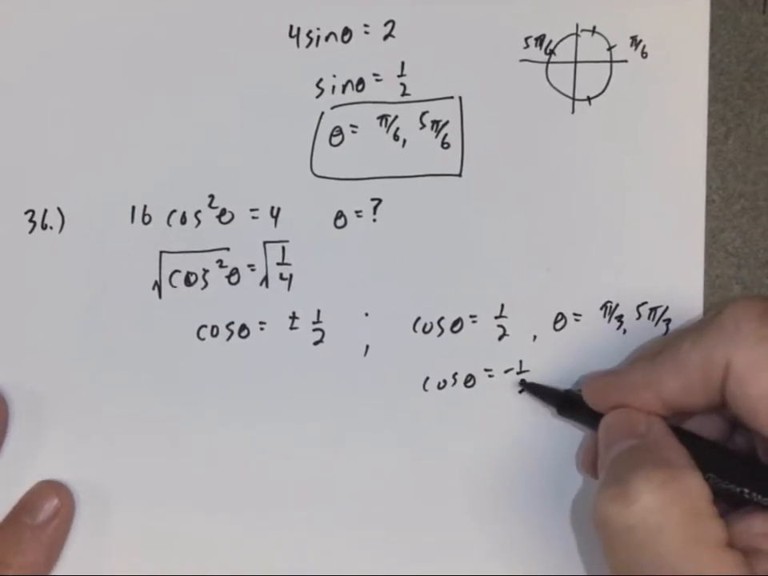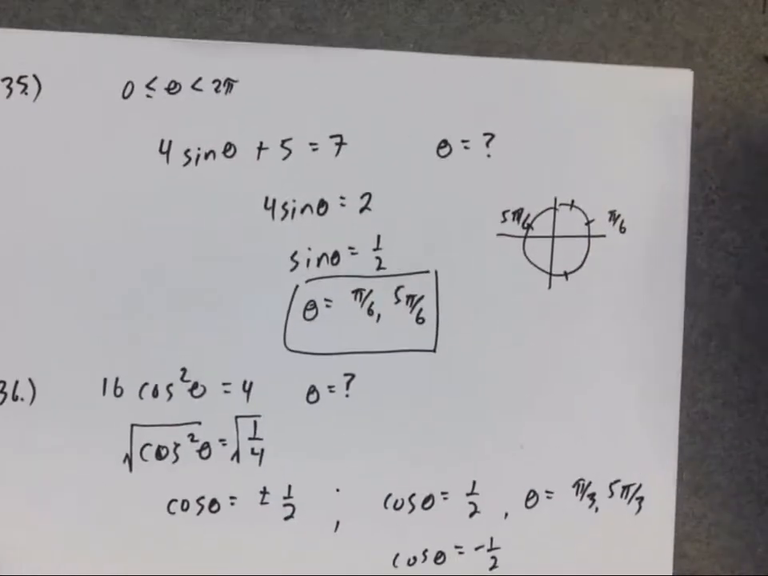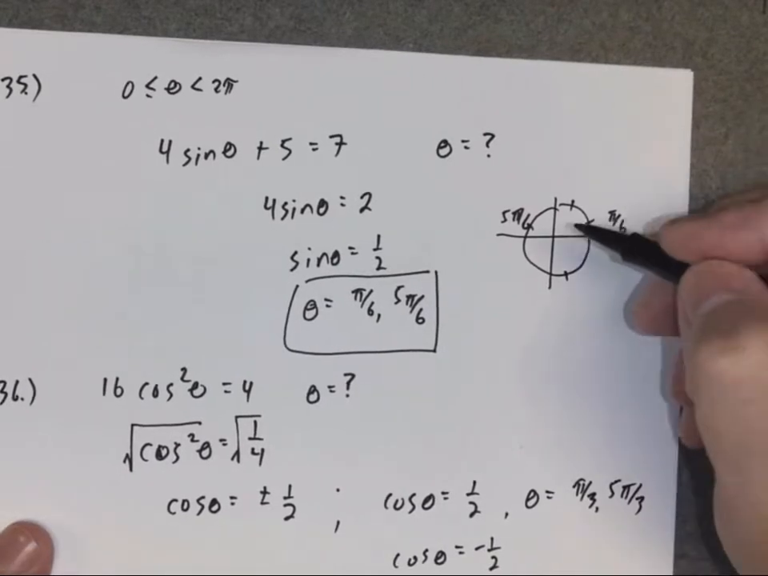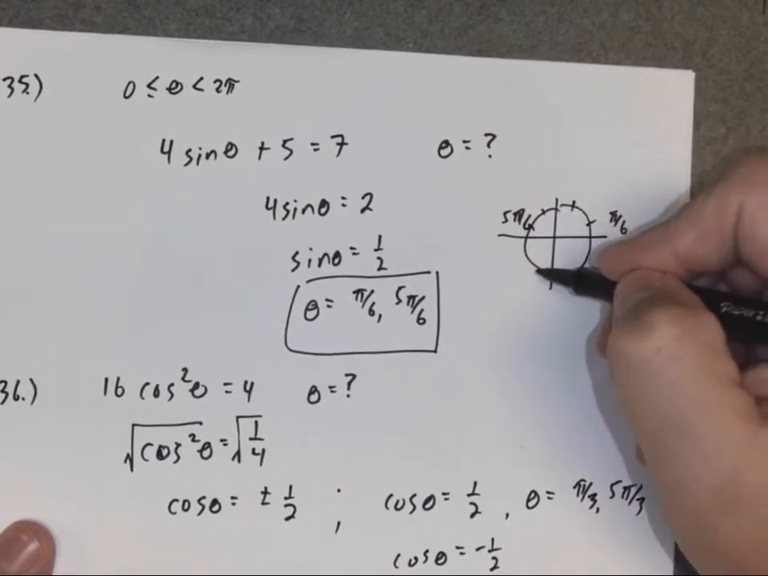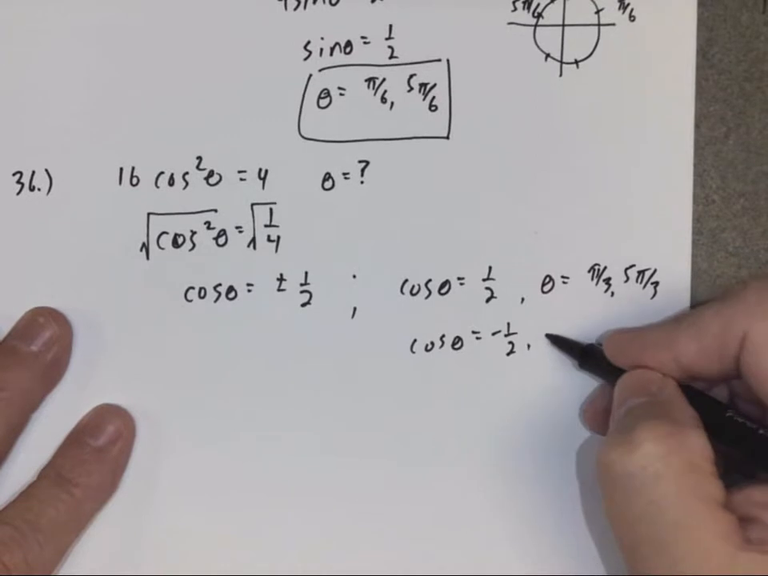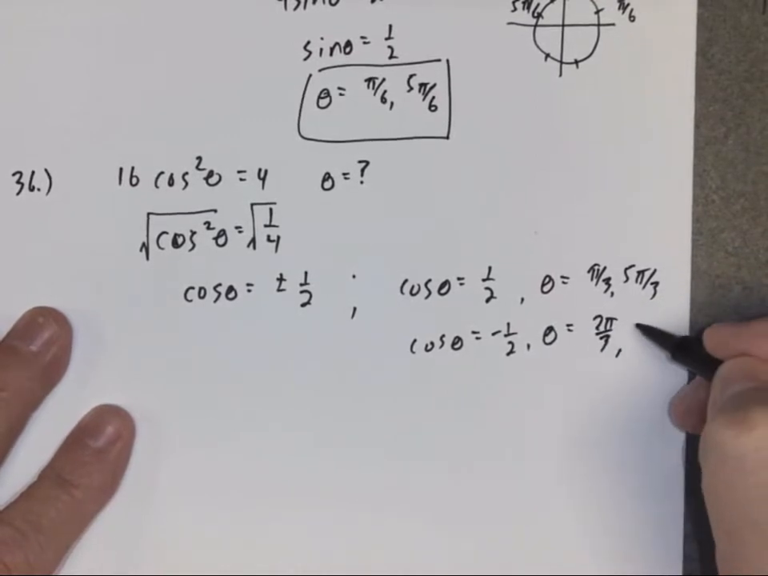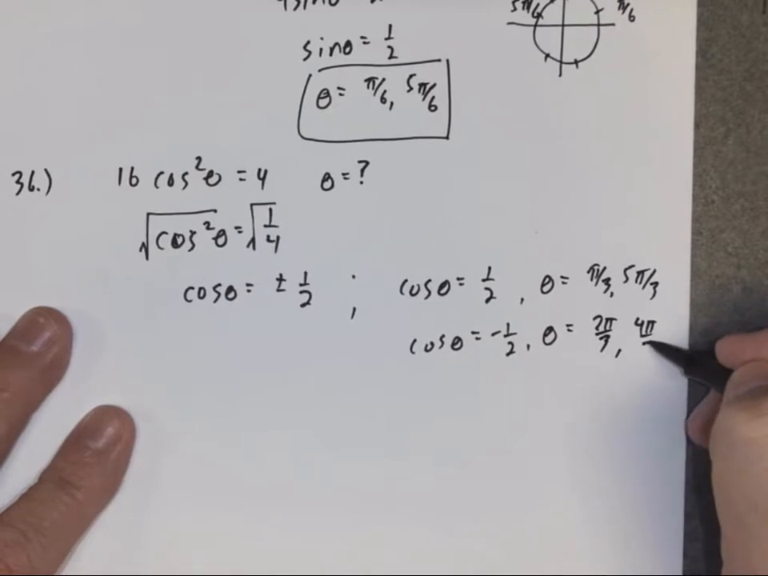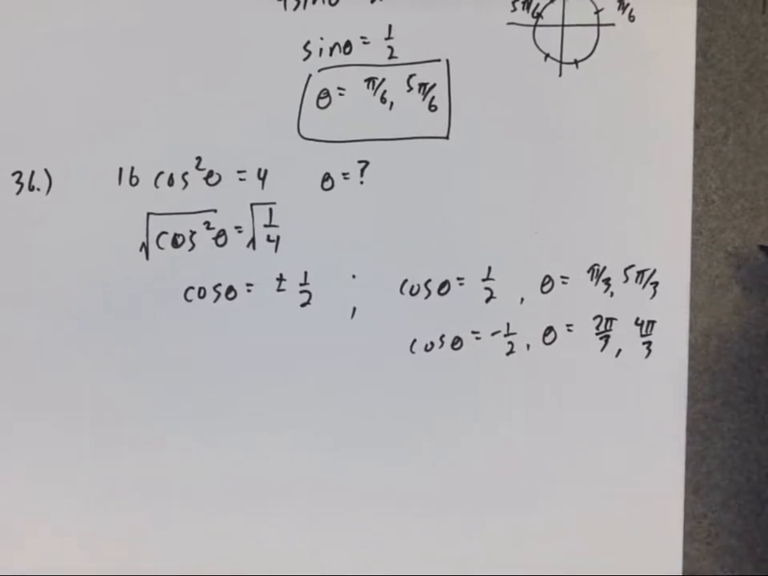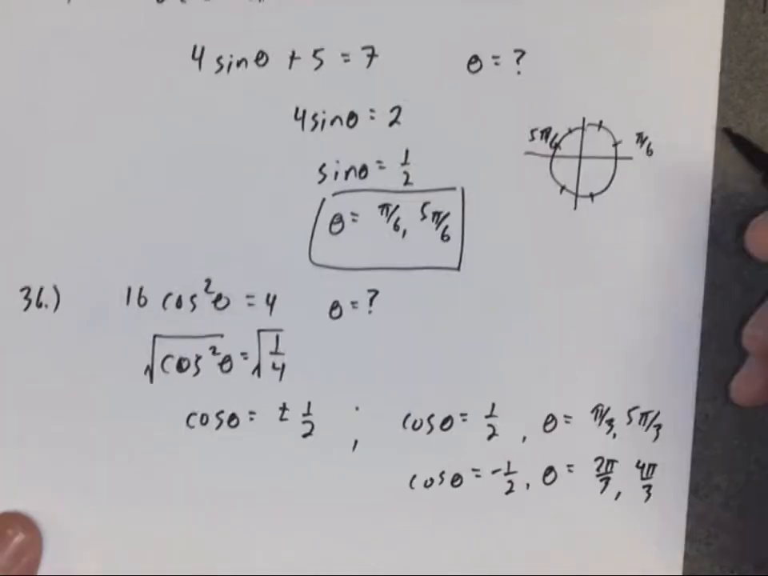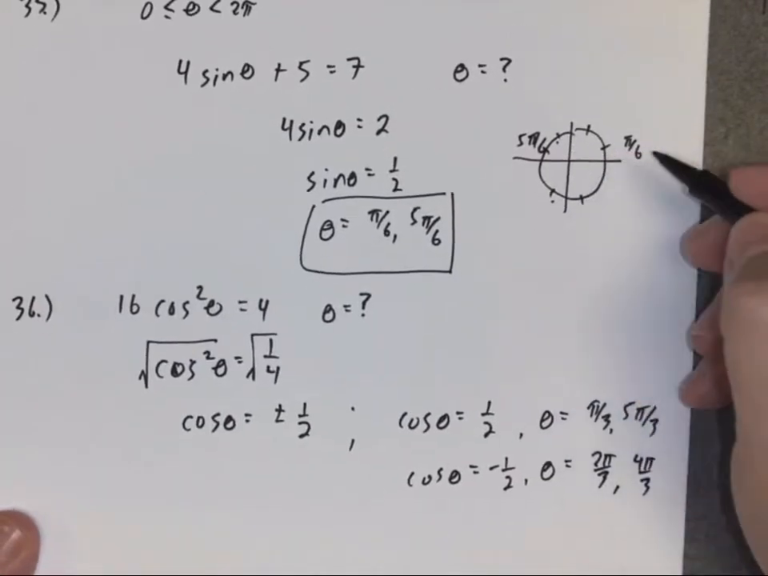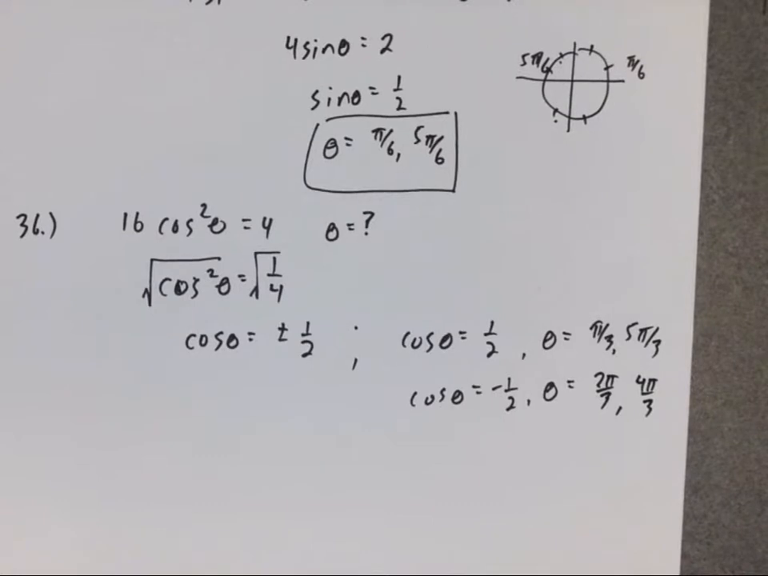Now where is the cosine negative 1/2? It's actually going to be here and here. So it's 2 pi over 3 and 4 pi over 3. So there are actually 4 angles for that. Actually all 4 of the points where the cosine is either 1/2 or negative 1/2.